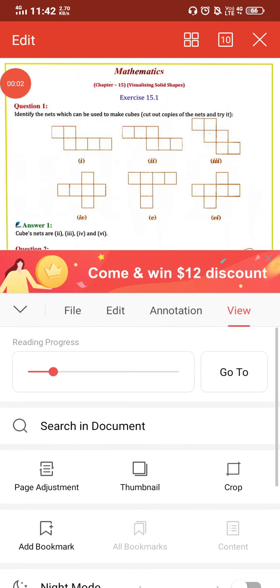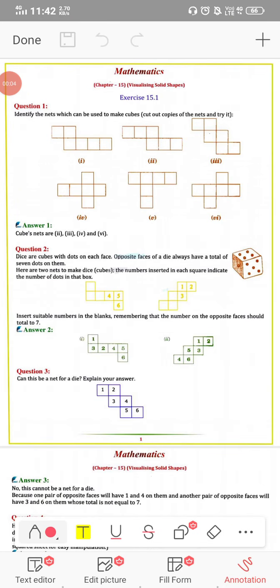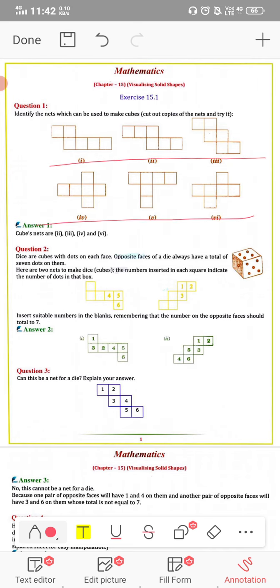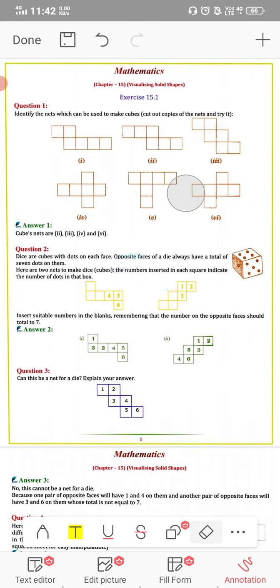Good morning, everyone. This is exercise 15.1, and the first question is: identify the nets which can be used to make cubes. Here you have 6 nets, and in all these 6 you have to find out the nets which we can use to make a cube, or which can be considered as a net of a cube.